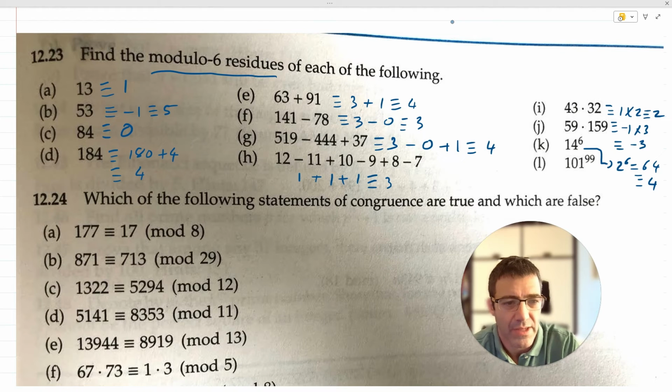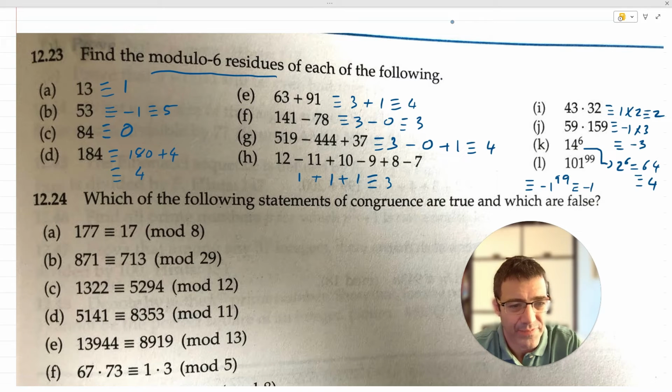So that works. Let's try this question here: 101 to the power 99. Well, 102 is a multiple of 3 that's even, so we can say that 102 is a 0. So if 102 is a 0, 101 is going to be congruent to -1 to the power 99 mod 6. And a negative number to an odd power is a negative number. So this is -1. And -1 is going to be the same thing as 5 mod 6.